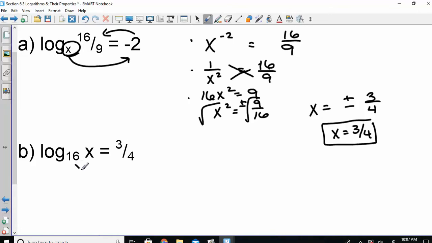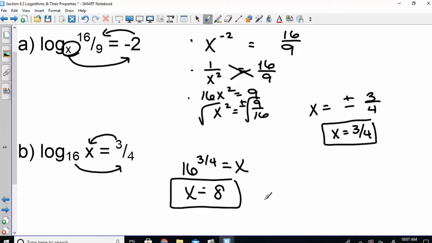Well, let's check. 16 to the 3/4 power equals x. What is 16 to the 3/4? 4 through 16 cubed. Did you get it? So you take the number that is next to the bottom, you take it to the other side. Put the number that's going down with the x. All right. Not quite. Almost.